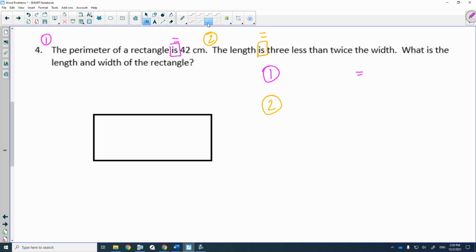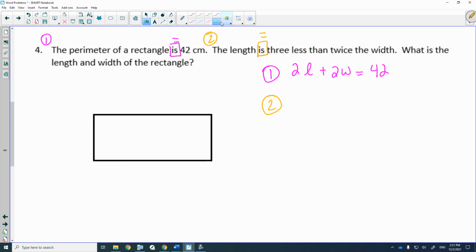Tristan, what's the perimeter of the rectangle system? No, sorry, just for this one here. The perimeter of the rectangle is 42. Yep, is equal to what? Yes. Second system. How many people have it? I just want to see. Okay. Julie, do you have it?